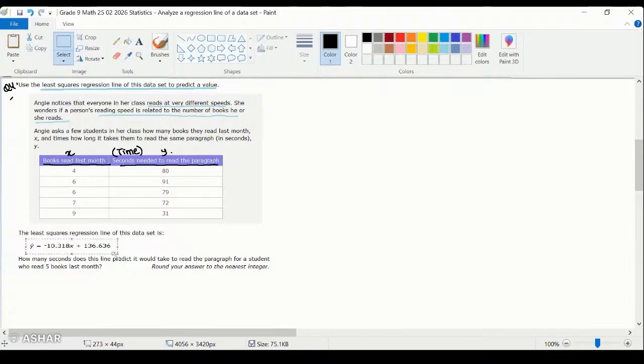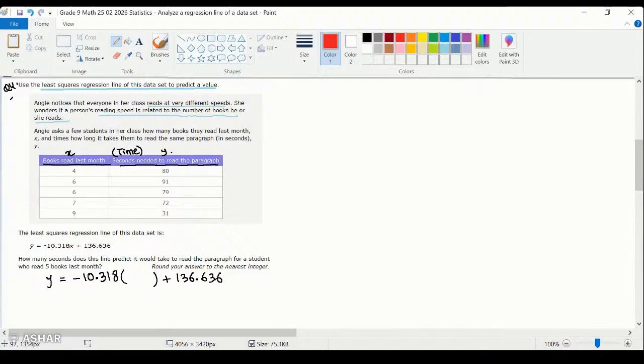So the equation for the least squares line of regression is given to us. Okay, this has a negative slope. I'll rewrite the equation. The equation given was y is equal to minus 10.318x plus 136.636.